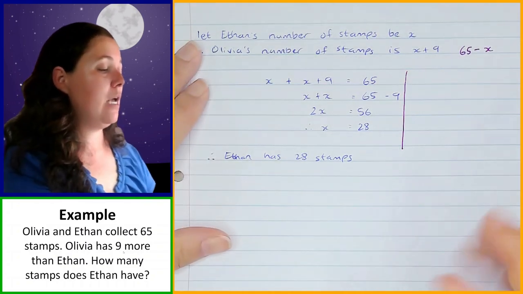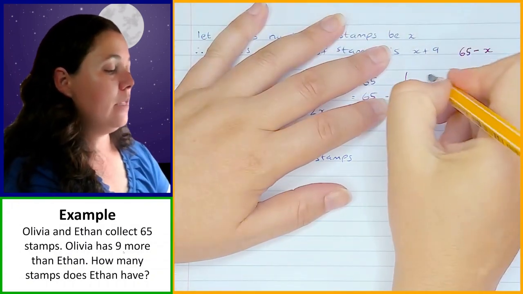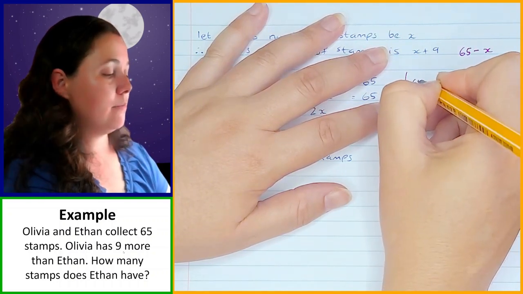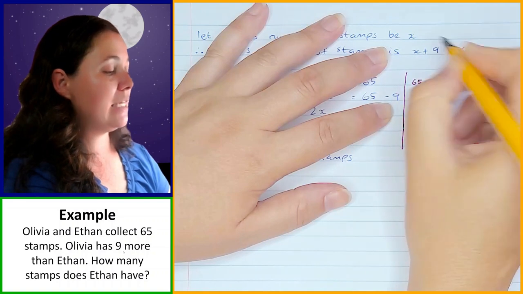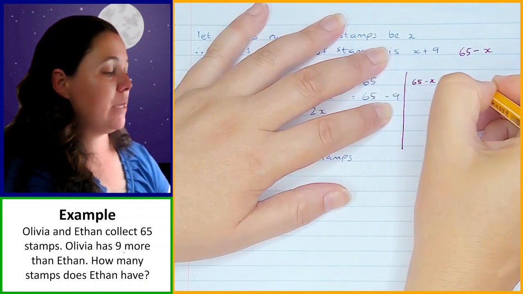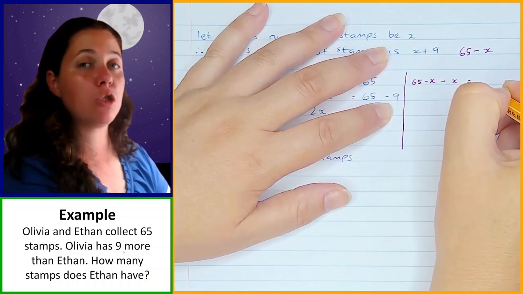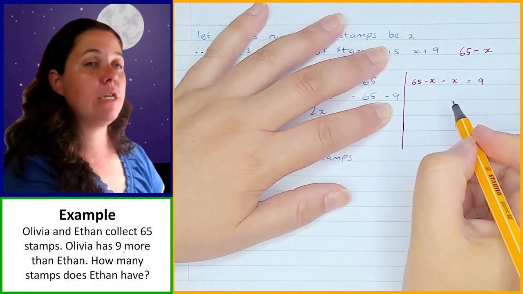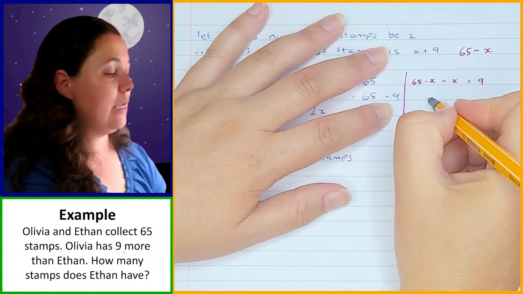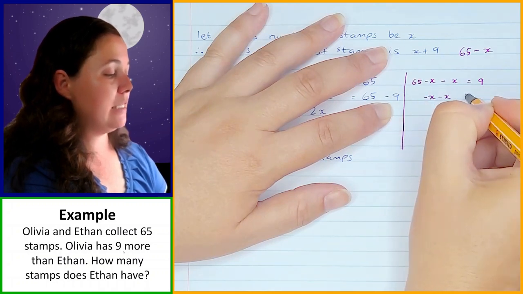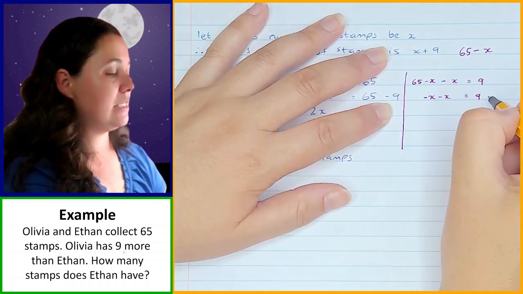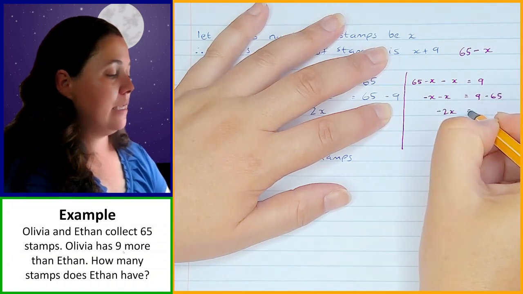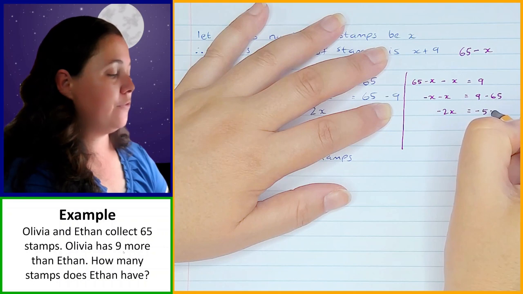Okay, so over here, I'm going to say Olivia's, which is the 65 minus x, minus Ethan's must give me the difference, or how much more Olivia's is than Ethan's, which is 9. So now I'm going to go and solve that. So this gives me negative x minus x equals 9 minus 65. So that is negative 2x equals negative 56.